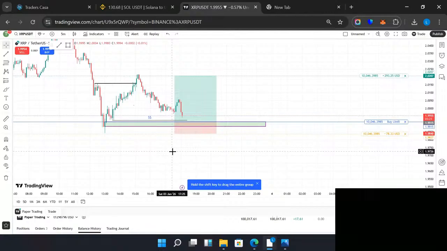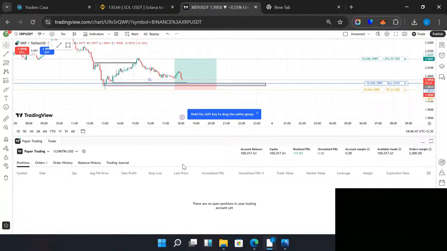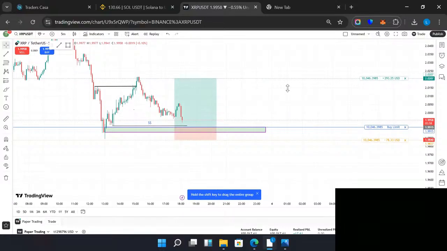Till then, let's just wait. I'll show you what balance will be left, what the equity will be when this trade runs. Right now it's not showing up. If we lose, we are going to lose $78. If we win, $300. So yeah, price is not heading down till now.